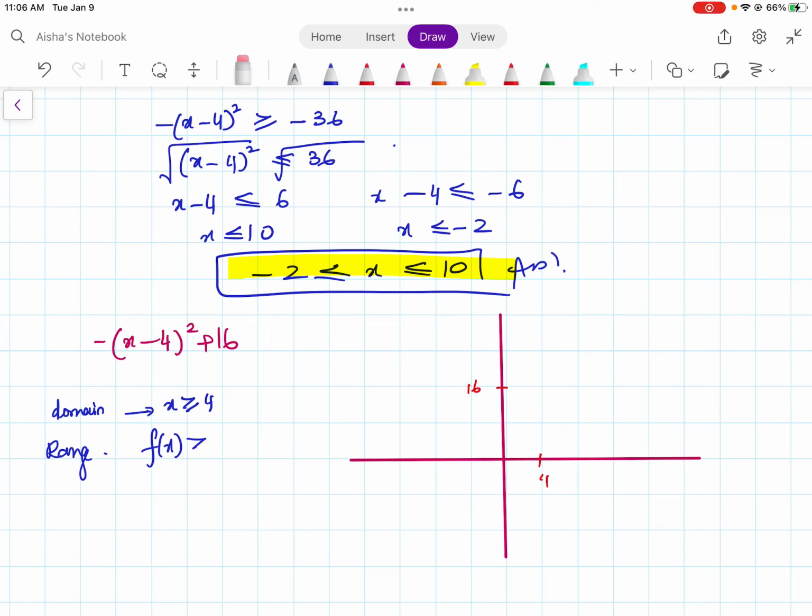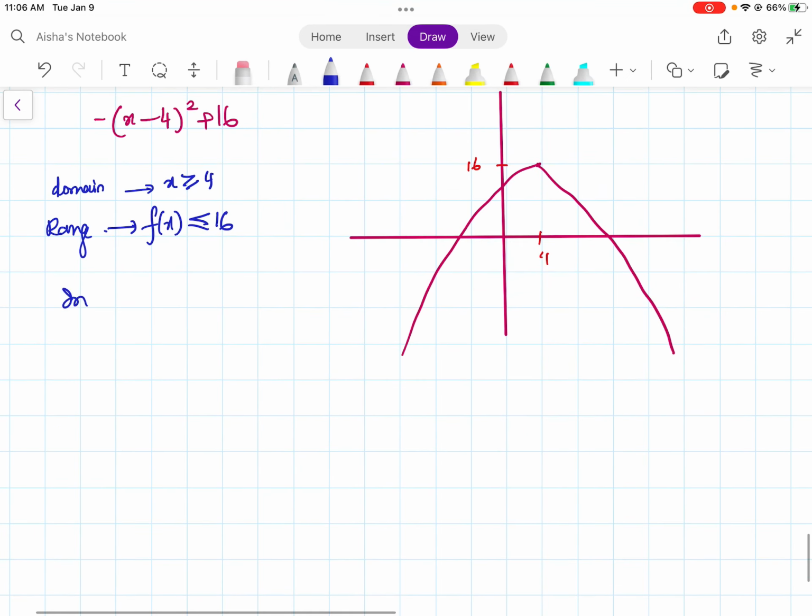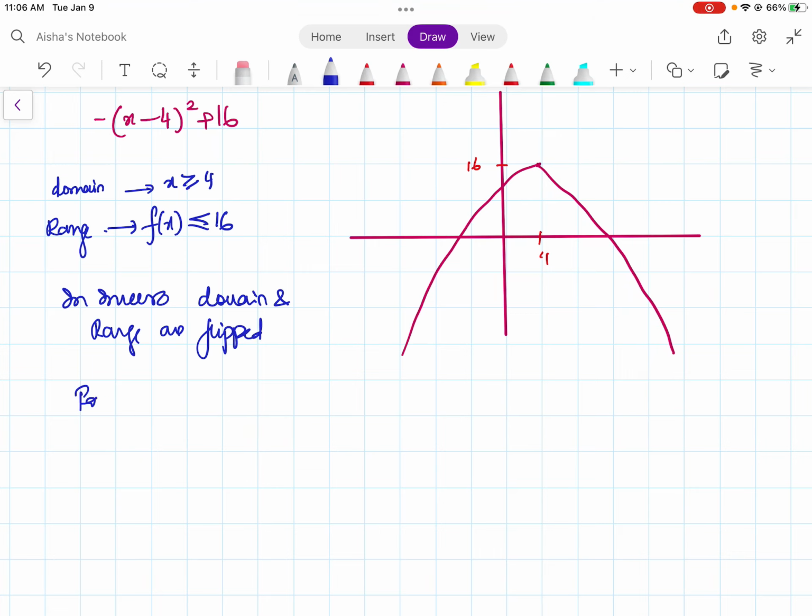My bad, I didn't look at it. So this will be inverted. F of x is less than 16. Now you know in inverse, domain and range are flipped. Meaning for inverse, the domain will become x is less than and equal to 16 and the range will become greater than and equal to 4.